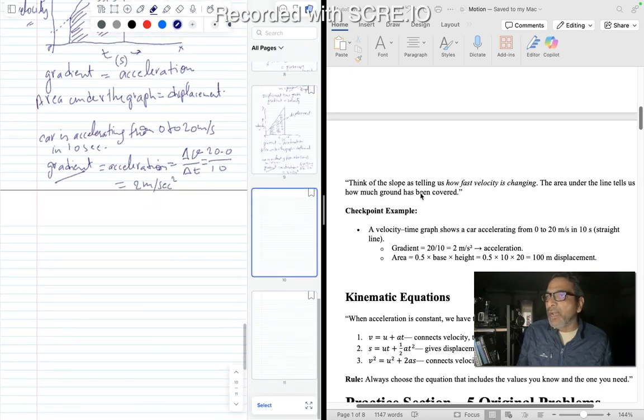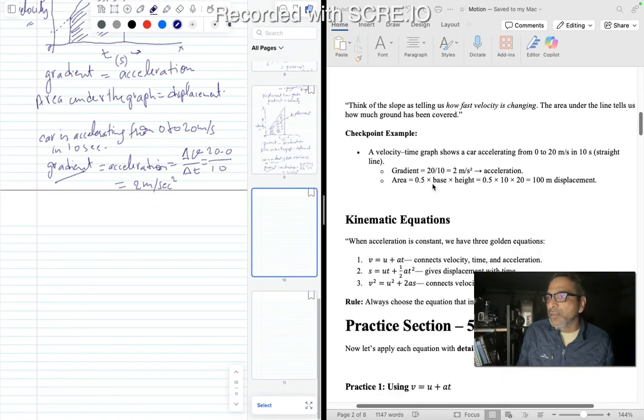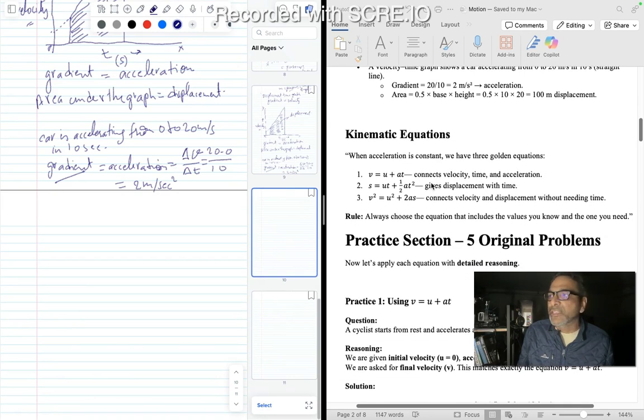Okay. Now we have 5 or 6 minutes more, so we can just cover these equations. Tomorrow is Thursday, right? So tomorrow we will do the practice questions. All right.